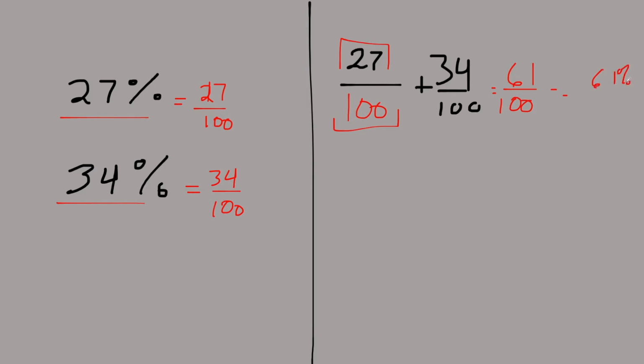If I'm wanting to add these percentages, all I have to do is think of the denominator as the percentage sign, saying that it's out of 100. So we don't need to change it into a fraction in order to add it. We can just add the percentages. This is why. I can just do 27% plus 34%, and that would equal 61%.